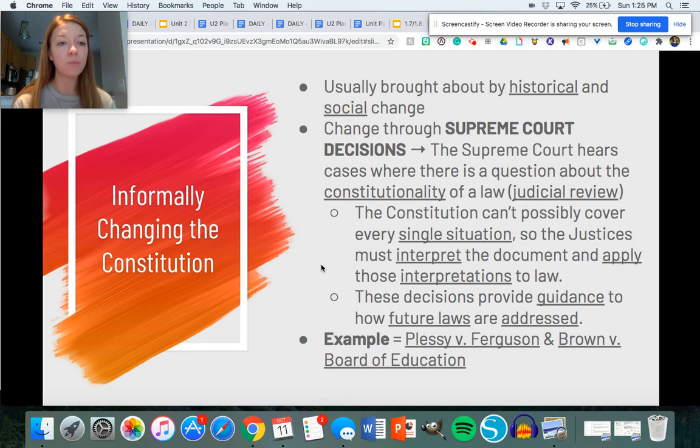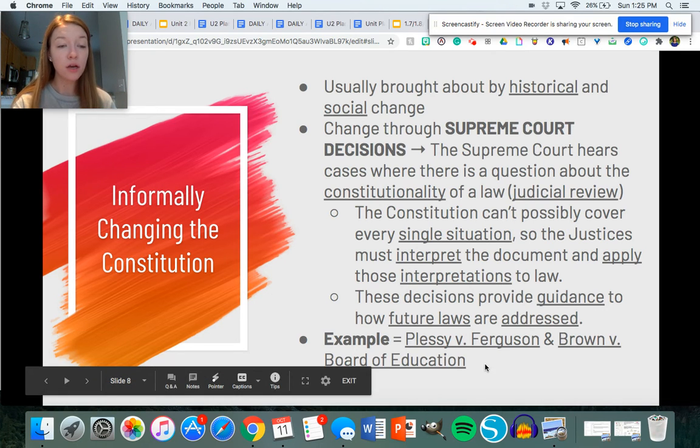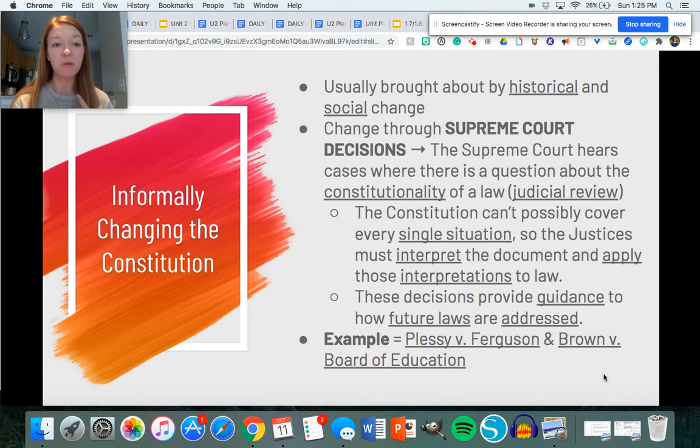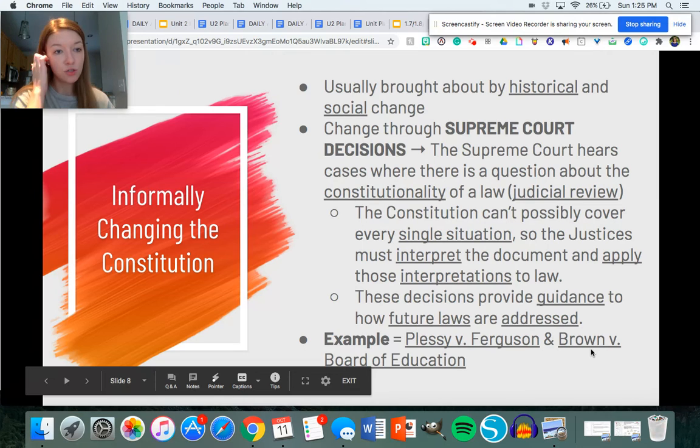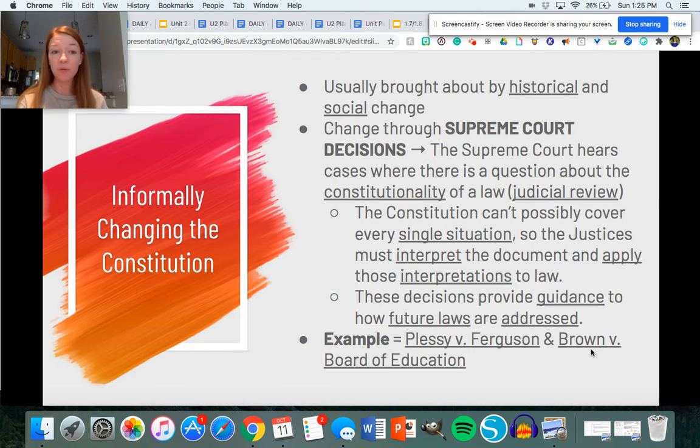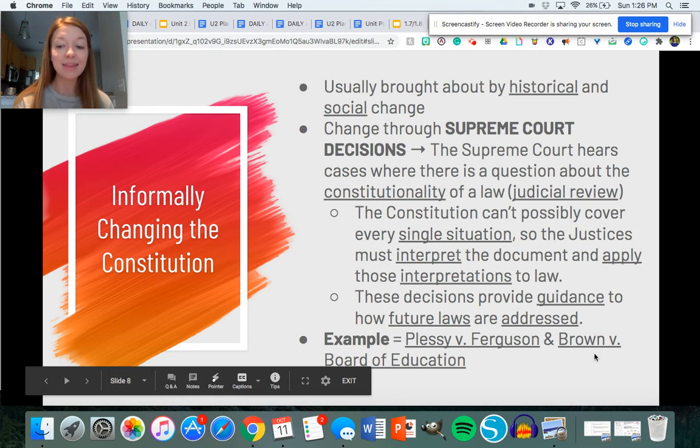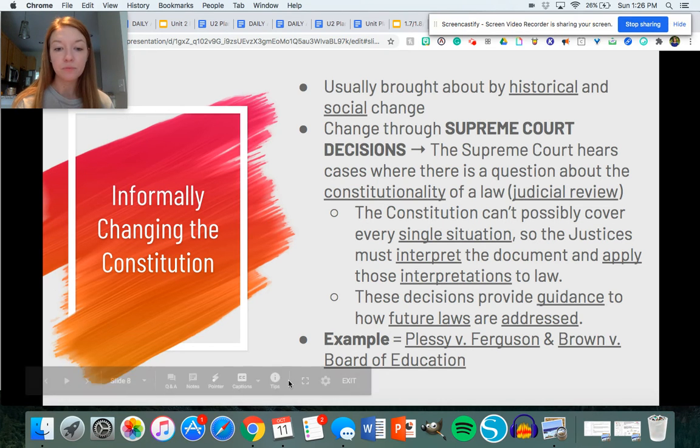Now, over time, this decision was challenged again in the Supreme Court when it came to education, right? It became pretty clear that school and education and buildings were not equal for students of different races. So the Supreme Court interpreted the Constitution. They changed the meaning of the Constitution to say separate but equal is not constitutional in Brown versus Board of Education. And this is the case that desegregates or makes that illegal.